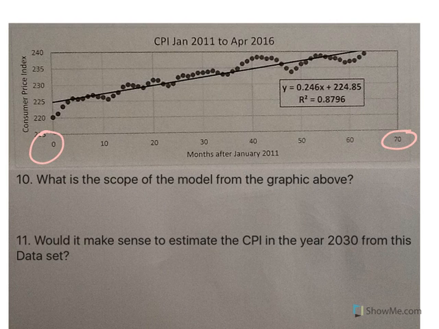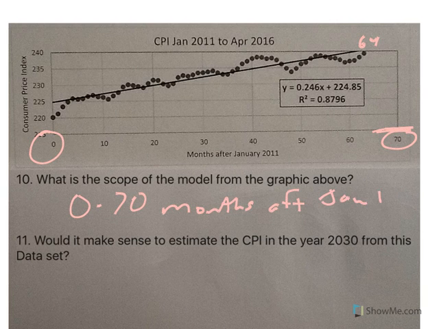So we generally talk about the scope being just a few out. So this goes, I think, to 64. We can estimate 6 months out, right? So the scope of the model really is from 0 to 70 months after January of 11. And you might think, well, why would you want to estimate between when you know the actual data? Well, this line might be published somewhere where the actual data might not be, where you can find it easily. And so maybe using the model to approximate something is just quicker and easier. I don't know, I'm making this up as I go, right?